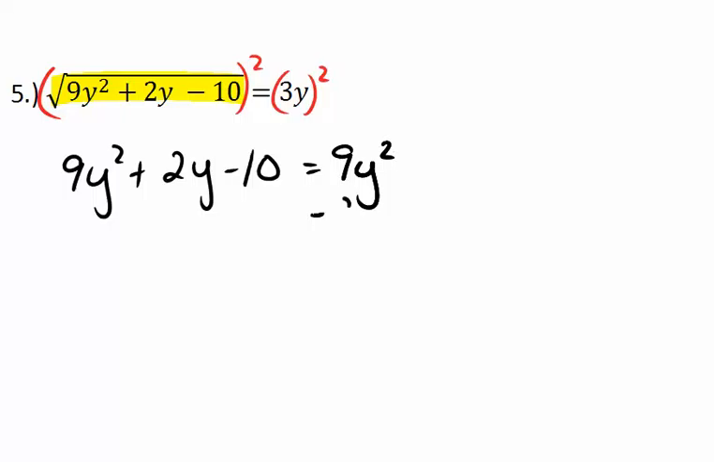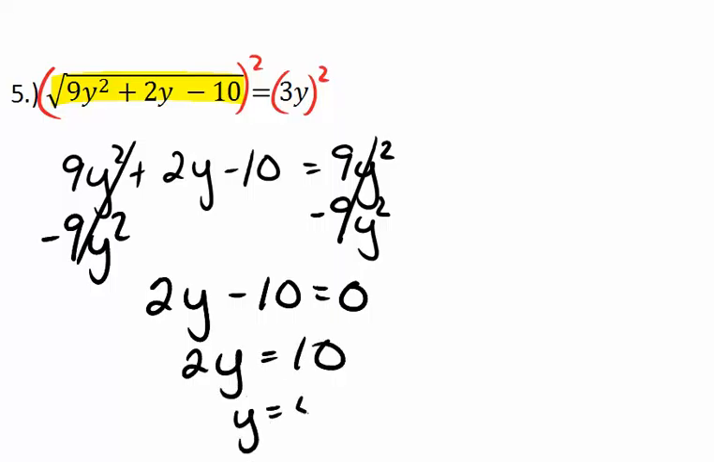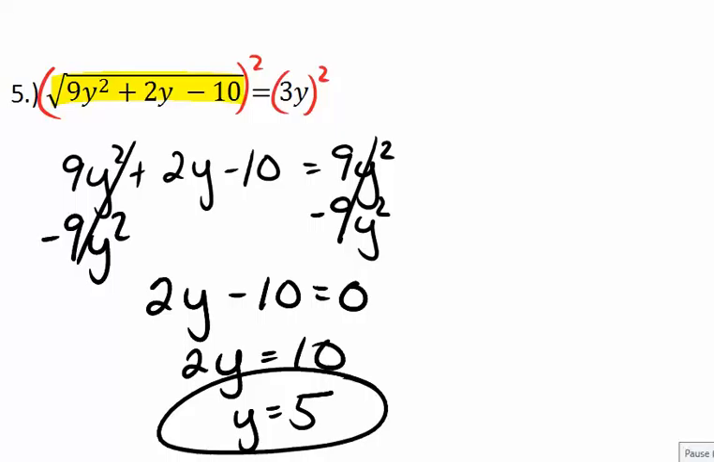We're going to bring all our terms together, so I'm going to subtract 9y squared. That's going to cancel out. So you get 2y minus 10 equals 0. Again, we're going to solve this. So you're going to add 10 to both sides, divide by 2, and you get 5. If you plug it in, it checks out.